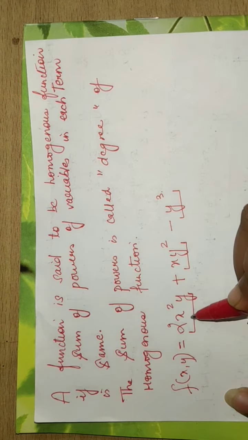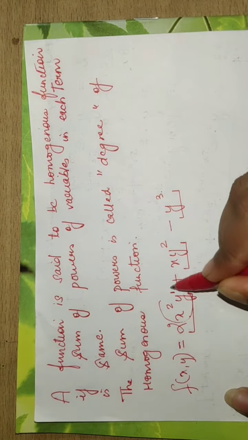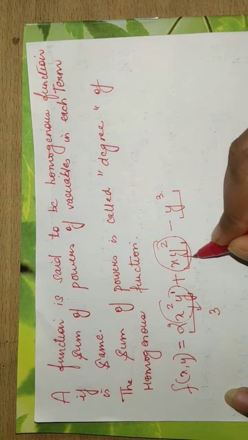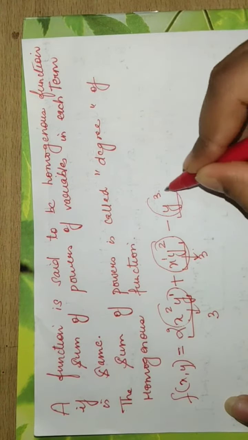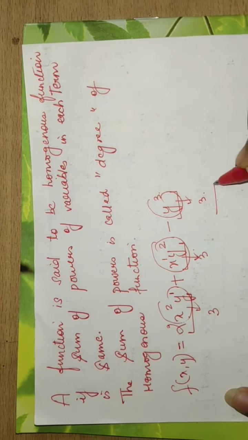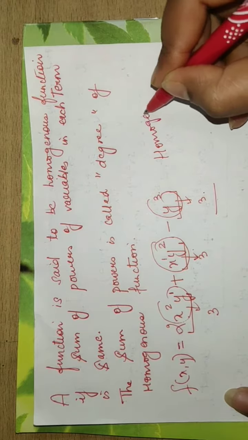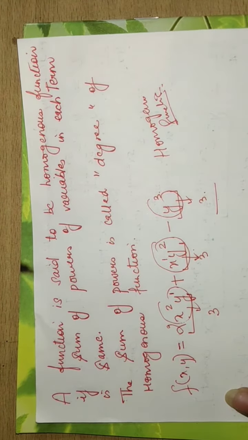So the variables over here are x and y. The sum of powers over here is 3. Over here it is also 2 plus 1, 3. And over here it is also 3. So this is a homogeneous function. Right?